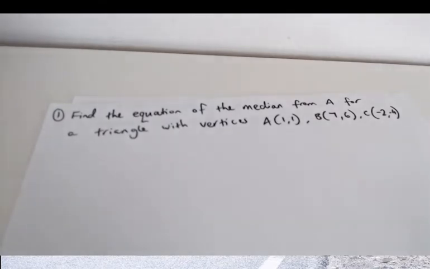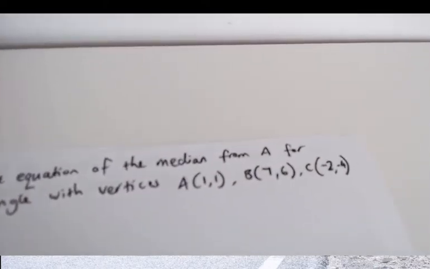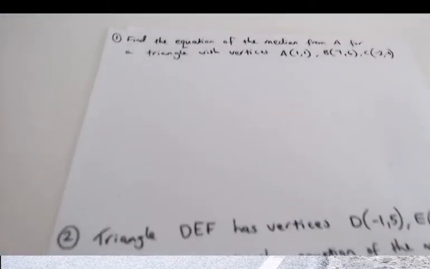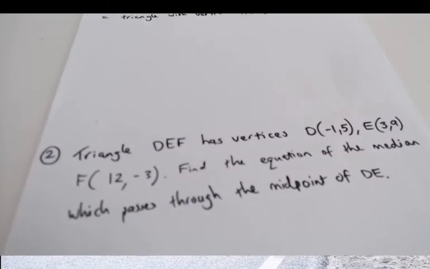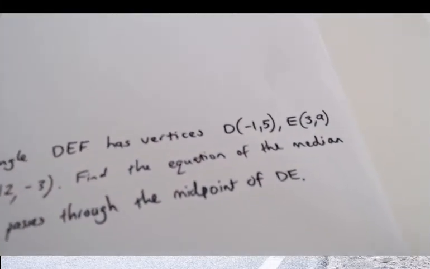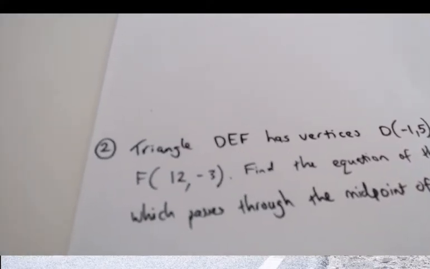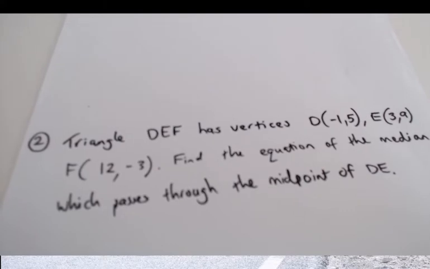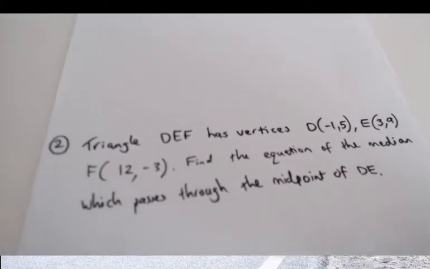First and foremost, question 1. Find the equation of the median from A for a triangle with vertices A(1,1), B(7,6) and C(-2,-4). Question 2. Changing the question up a little bit. Triangle DEF has vertices D(-1,5), E(3,9), F(12,-3). Find the equation of the median which passes through the midpoint of DE.